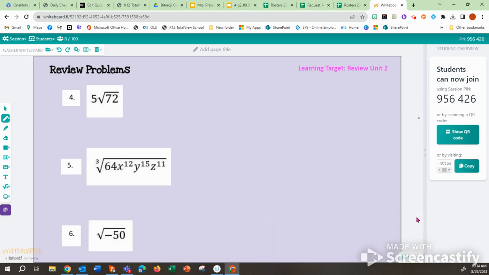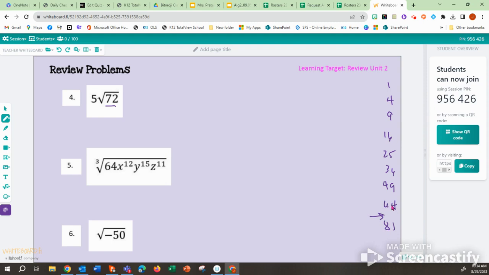Number 4, we're just simplifying here. We're not adding, subtracting, we're not multiplying. We've got a 72 sitting underneath our square root. Let me jot down those numbers again. 4, 9, 16, 25, 36, 49, 64. I'll stop there. I'll go one more to show you that 72 is not in my list. 72 lies between 64 and 81.